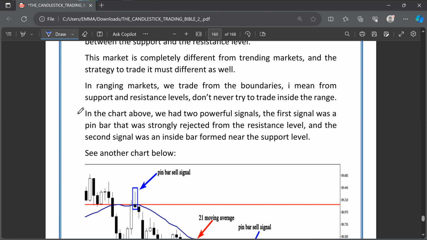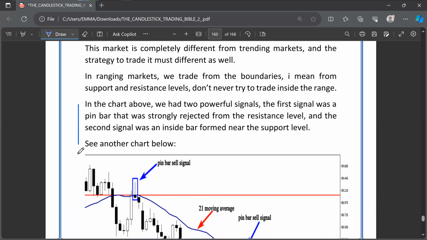Now, in the chart above, we have two powerful signals, right? The first signal was a pin bar that was strongly rejected from the resistance level. And the second signal was an inside bar formed near the support level, right? We have looked at that.